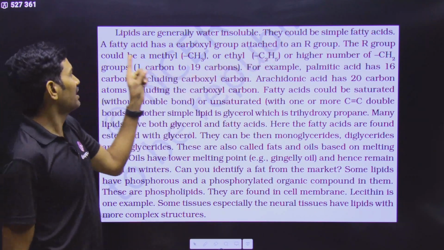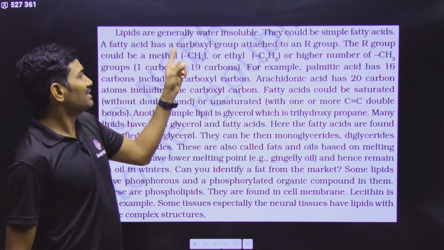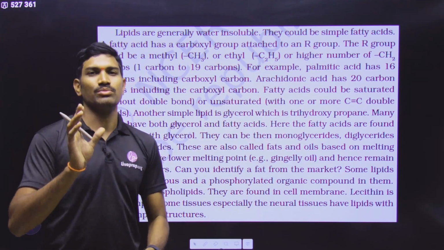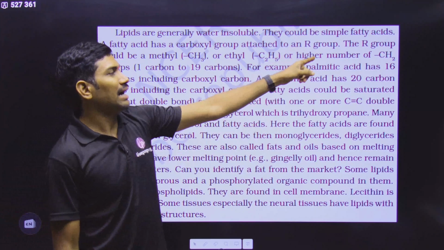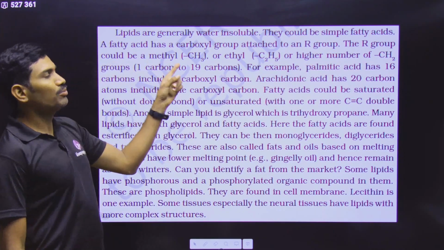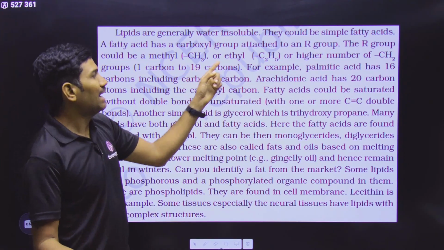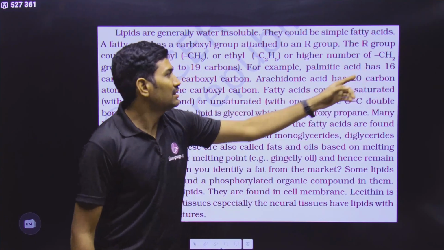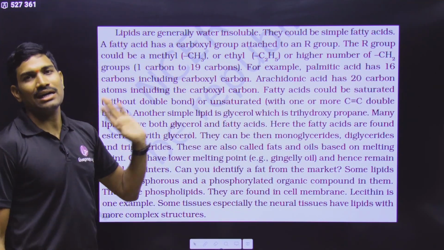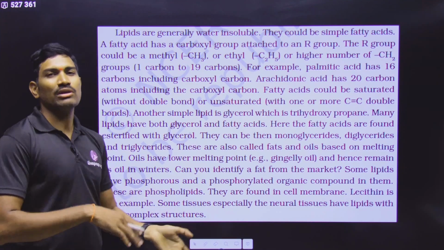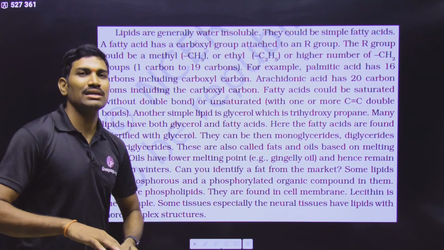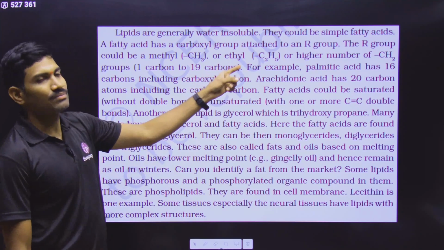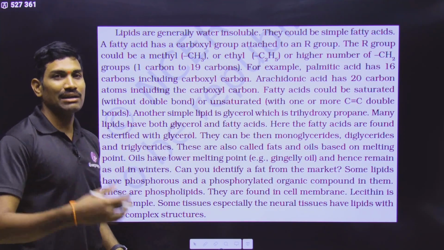With respect to fatty acids, a fatty acid has a carboxyl group attached to an R group. There is one COOH group, and the COOH is attached to the R group, and the R group could be a simple methyl group or ethyl group, or it can have a higher number of carbons in the range of 1 to 19. So in the entire fatty acid, generally 2 to 20 carbons are present, but even higher carbon numbers are also present.